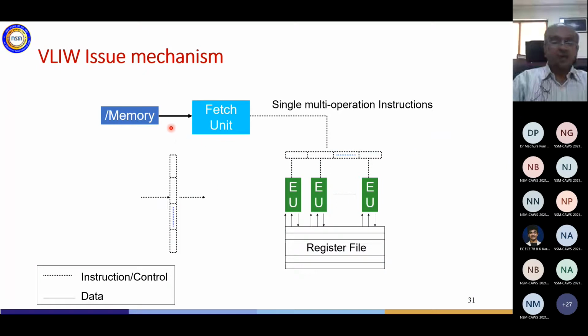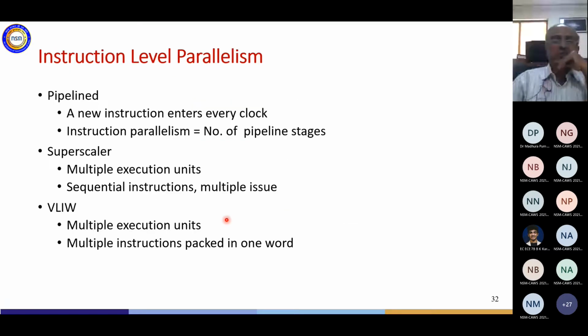In case of superscalar, the parallelism was coming here, but here the word itself is coming with parallel opcodes. And what does the fetch unit do? It simply issues it. It doesn't have to make any decision. Like if this is I1, this I1 is going here. If it's IN, the IN is going here. That's it. So that is why the complexity is removed. The issue is very, very simple.